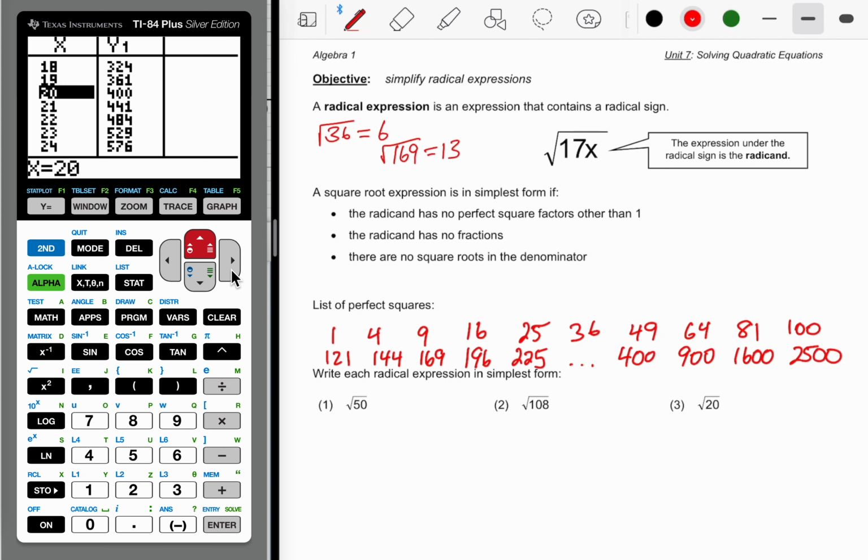All right, so when we want to simplify a radical, what we want to do is find a number from this list that divides evenly into the given radicand. All right, so I have a 50 here in number 1. I have that number 50.